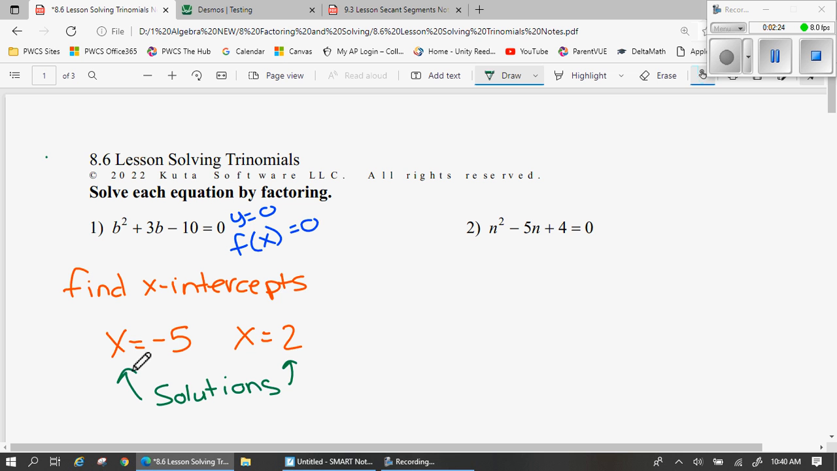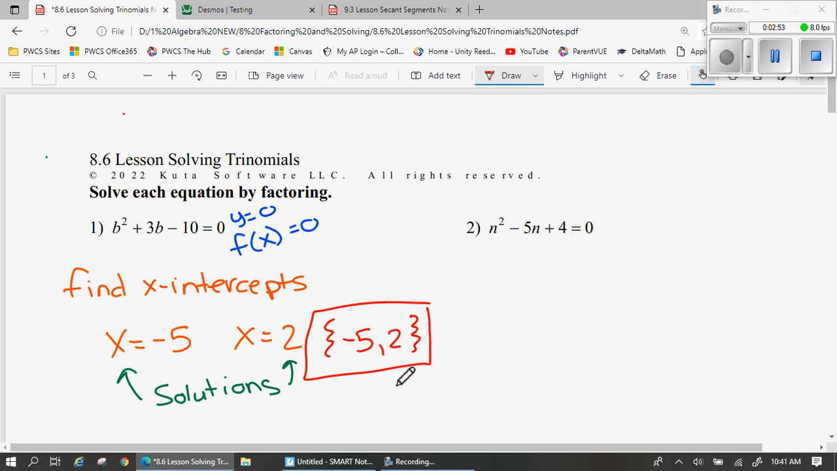These are the solutions. We've been actually finding the solutions over the last several lessons and then using those solutions to write factors. So we could write the factors x plus 5 and x minus 2, but that's not what we're trying to do here. We're just finding the solutions. Our solutions are -5 and +2. And typically the way we report our solutions is using these little curly braces. Those are the solutions to our trinomial.